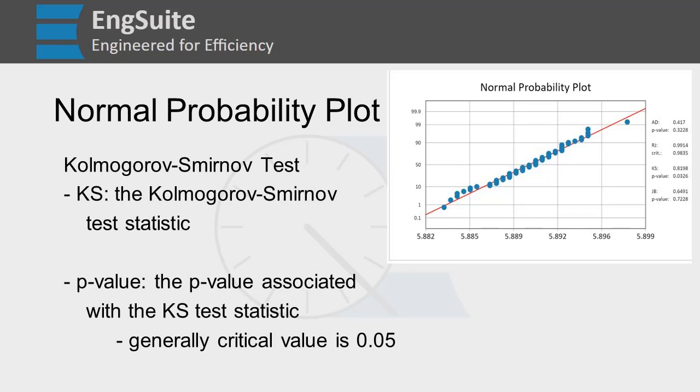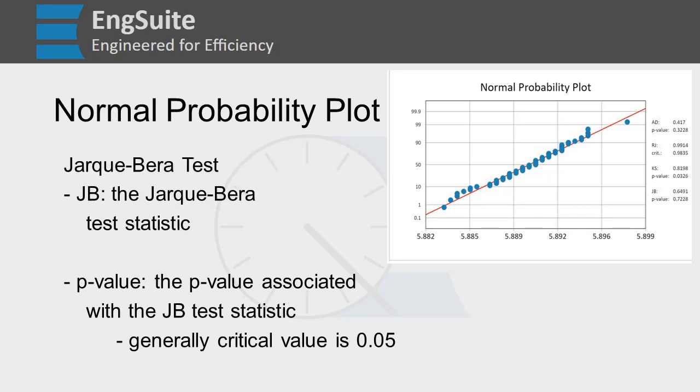KS, the Kolmogorov-Smirnov test. Again, this is another normality test. KS is the test statistic and p-value is the associated p-value. Again, generally a critical value of 0.05. The final one is the Jarque-Bera test. This one is sort of similar to a skewness-kurtosis test. JB is the Jarque-Bera test statistic, and the p-value is the associated p-value. Again, generally a 0.05 critical value, but make sure you check with your organization.